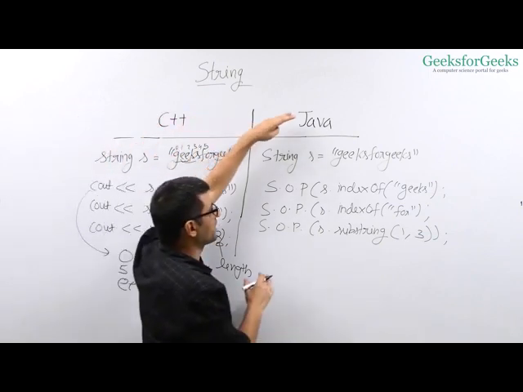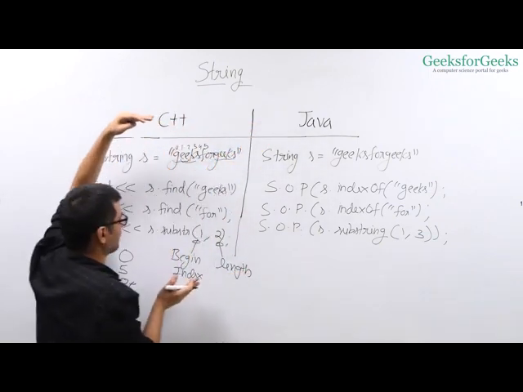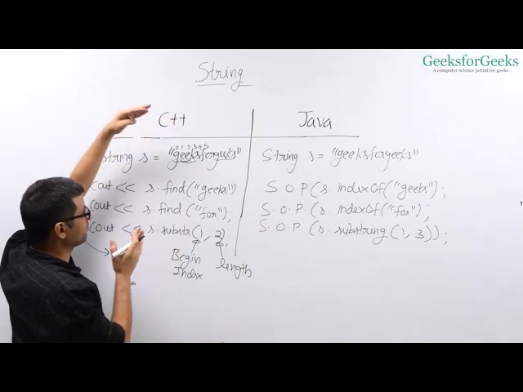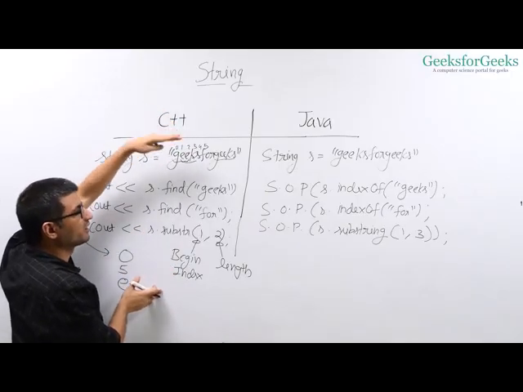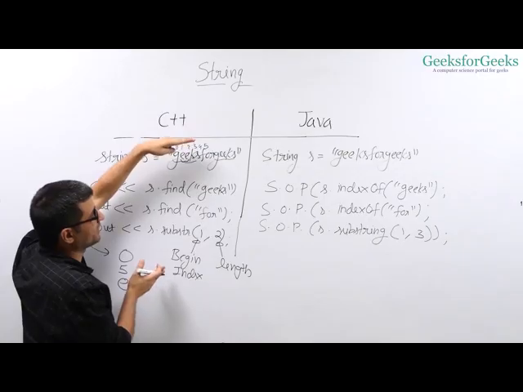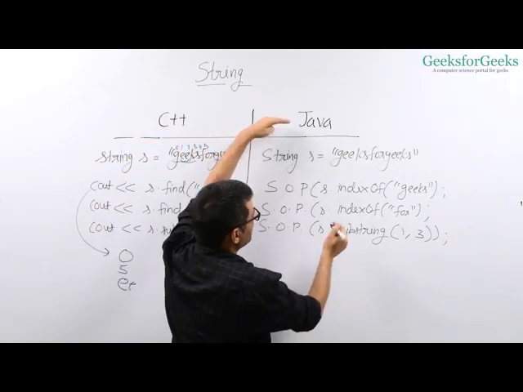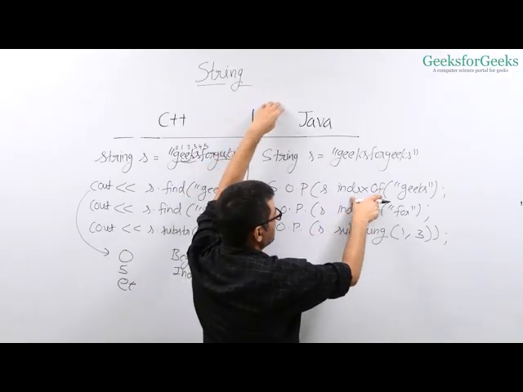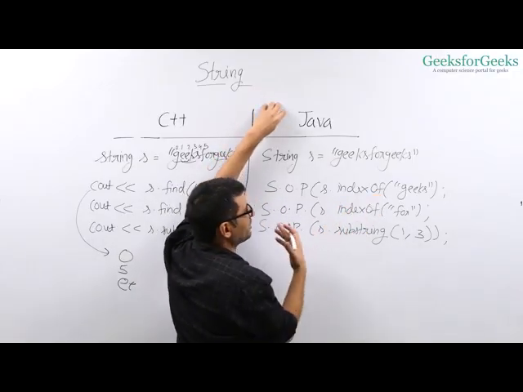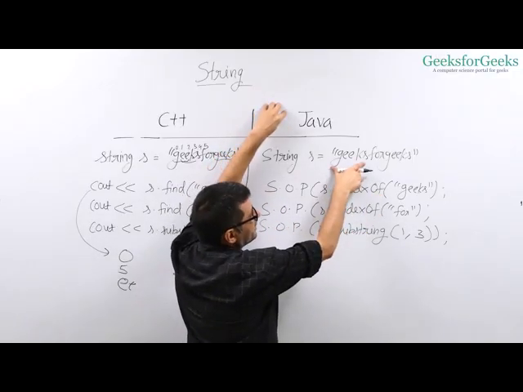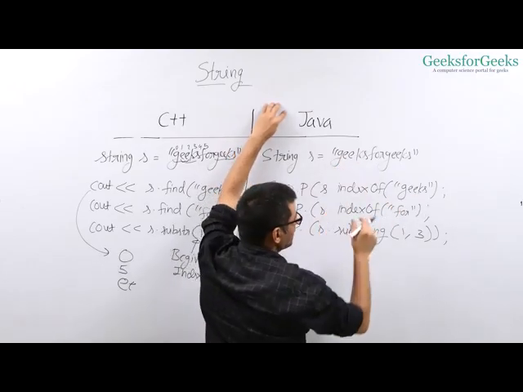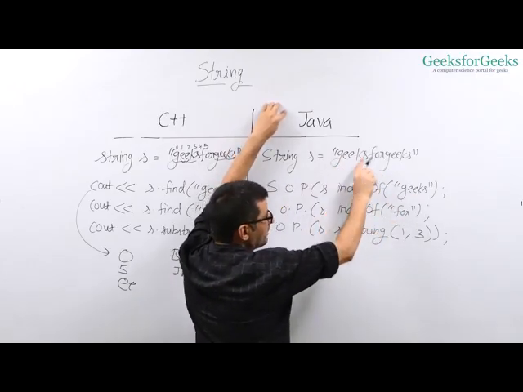Similar functions are there in Java. This is not a complete set of functions. I've just written some most popular functions. There are many more functions present in the C++ library. Similar functions I've written in Java. indexOf works the same as the find function in C++. It tells you the index of first occurrence. For example, geeks is present at index 0. For is present at index 5.